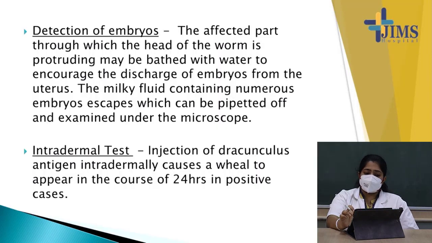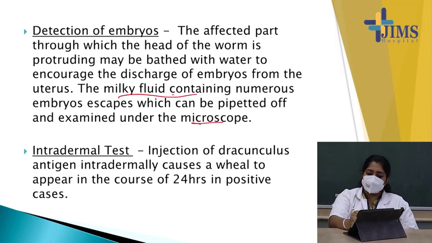Now, next is detection of embryos. The affected part through which the head of the worm is protruding may be bathed with water to encourage the discharge of embryos from the uterus. The milky fluid containing numerous embryos escapes, which can be pipetted off and examined under microscope. Then we will find the embryos. Next is the intradermal test. Injection of Dracunculus antigen intradermally causes a wheal to appear in the course of 24 hours in positive cases.